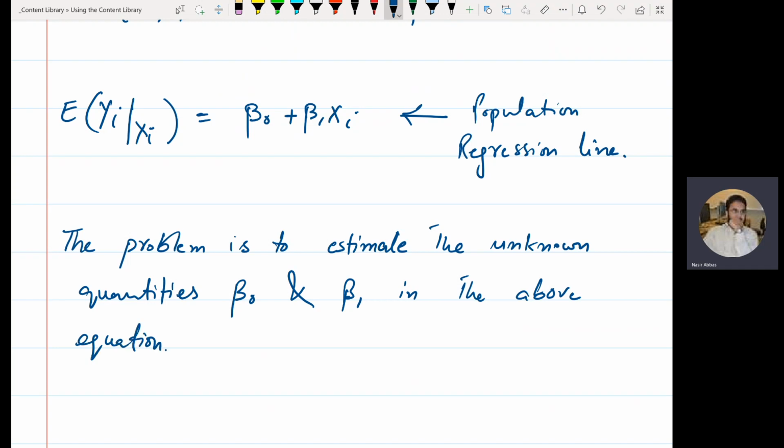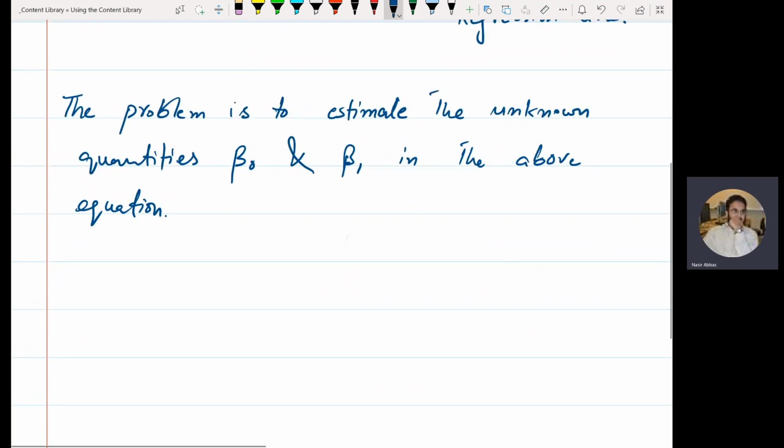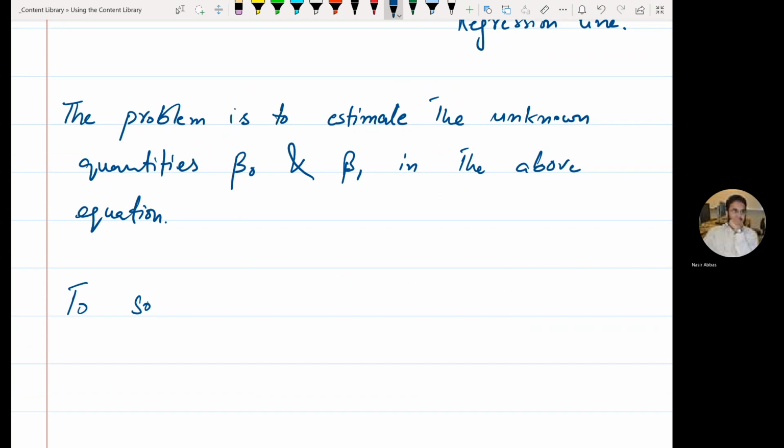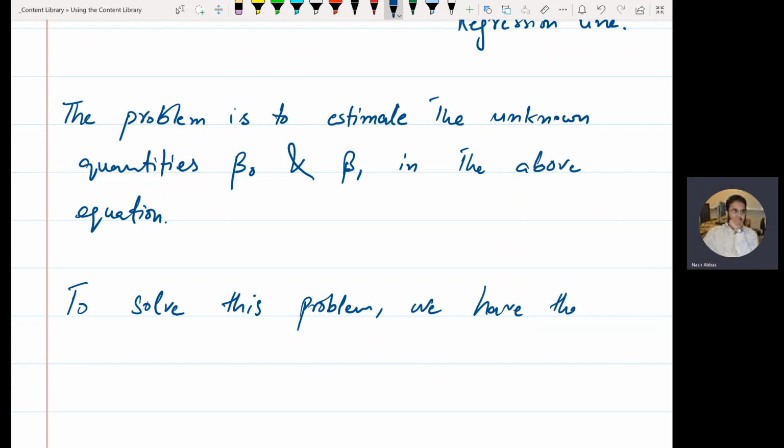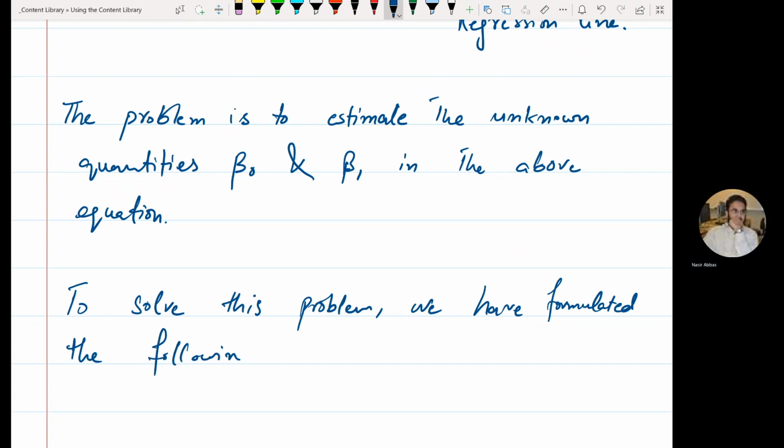The problem we are dealing with is what? We need to estimate the two quantities, beta naught and beta 1 in the above equation, true? To solve this problem, we have formulated the following objective function.